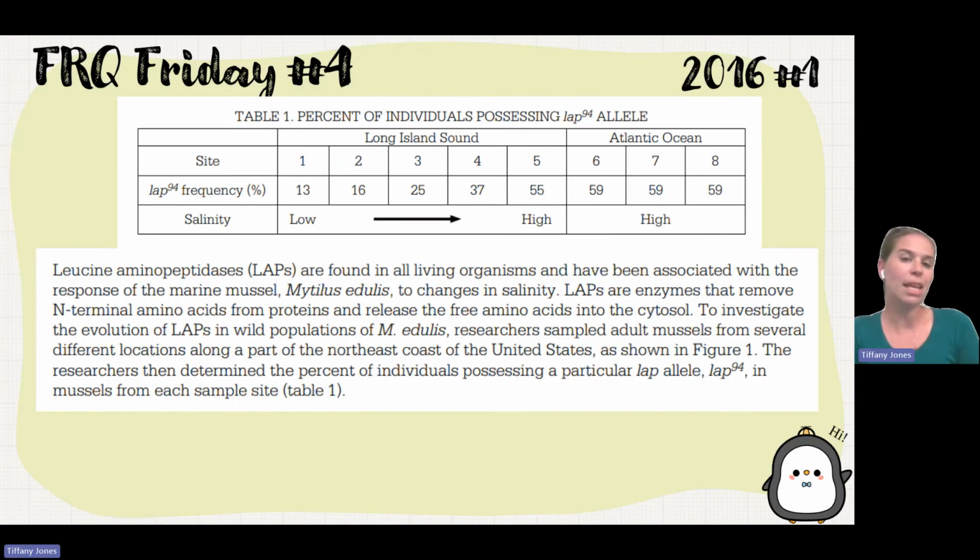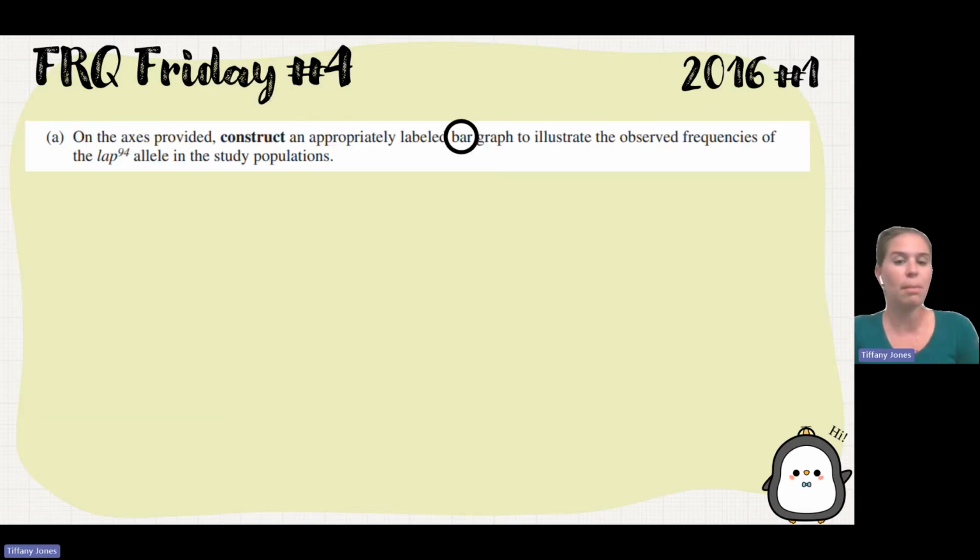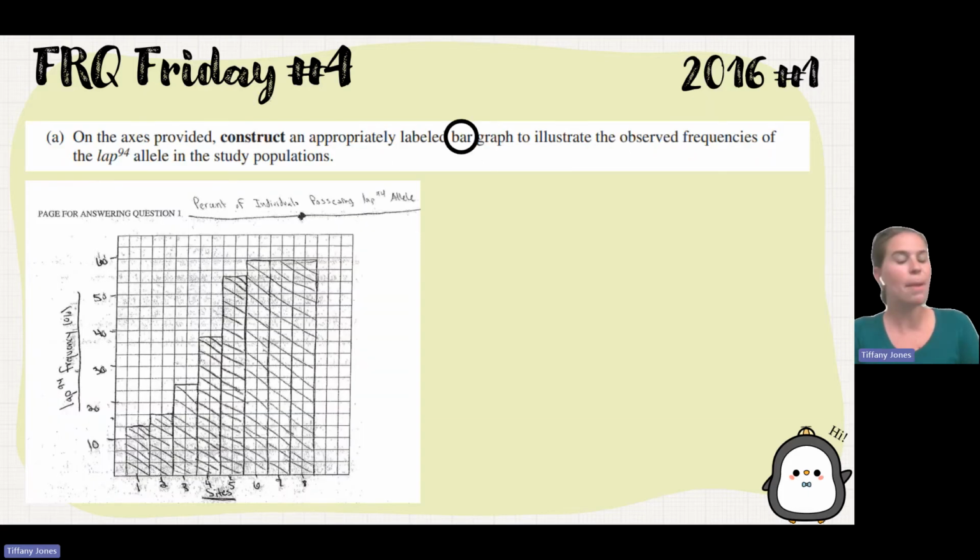Now, the information I've been given is the sites, the frequencies, and then salinity. So what I'm going to do is I'm going to put the sites on my x-axis and my frequency on my y-axis, because depending on the site is where I'm seeing a difference in that frequency. And I go ahead and graph all my points.